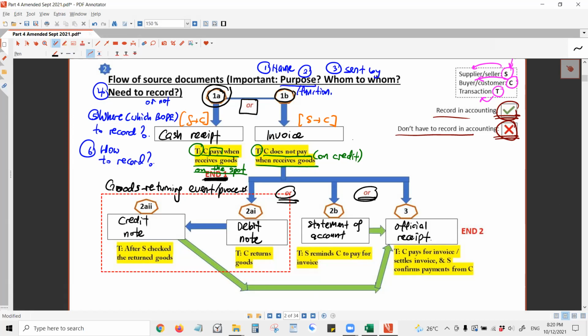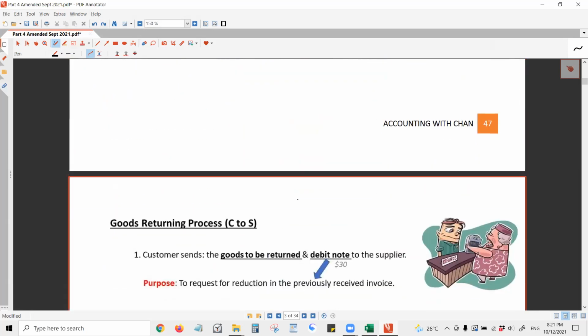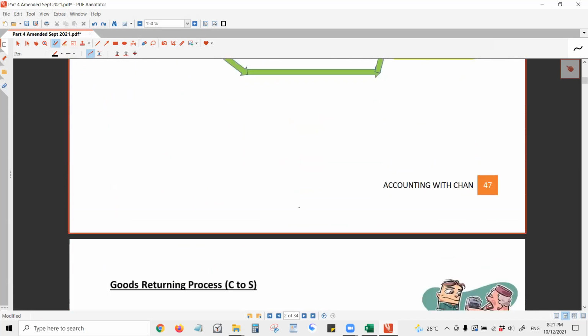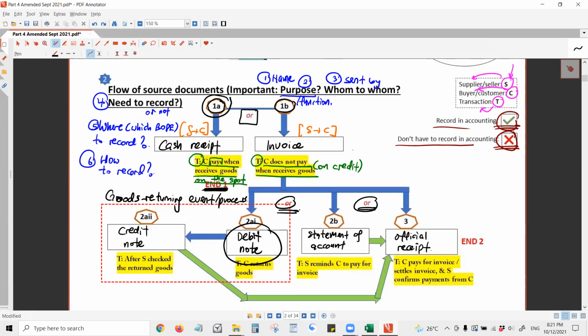And you can see that I have drawn a dotted red color box. There are a total of two documents involved in goods returning. One is debit note, another is credit note. Later, I will talk more about goods returning in detail on the next page. But for now, just have it in your mind as to what I told you just now.